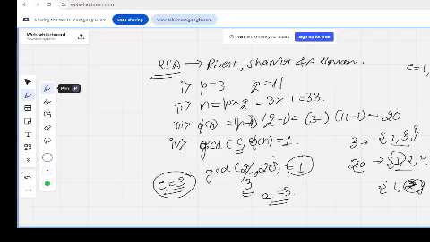Okay, now this is the value of public key. Sorry, this E is public key. Now what do we have to calculate? We have to calculate the private key, the last part of this algorithm. Now I am erasing this.